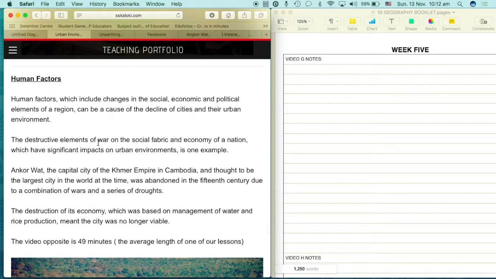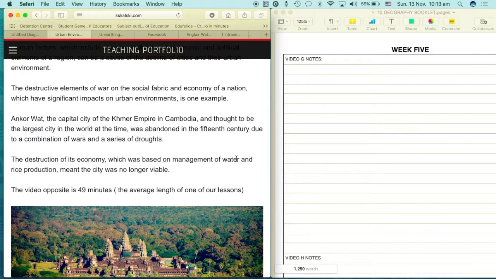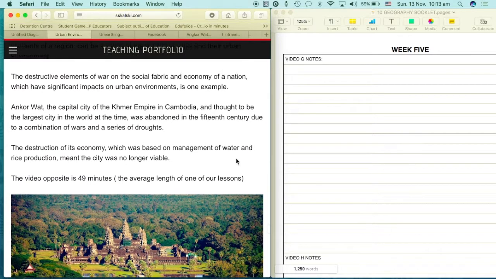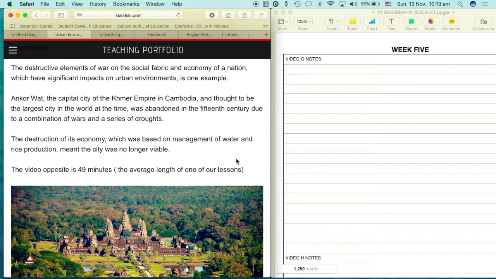Human factors. So human factors, which include changes in the social, economic and political elements of a region, can be the cause of decline of cities and their urban environment. The destructive elements of war on the social fabric and economy of a nation, which have significant impacts on urban environments, is one example. Angkor Wat, the capital city of the Khmer Empire in Cambodia, and thought to be the largest city in the world at the time, was abandoned in the 15th century due to a combination of wars and a series of droughts.